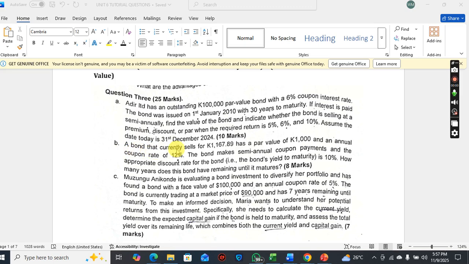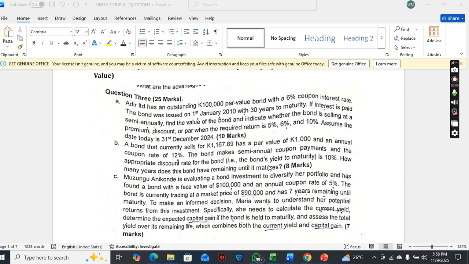A bond that currently sells for 1,167.89 has a par value of 1,000. So it's selling at a premium, this bond, and an annual coupon rate of 12%. The bond makes semi-annual coupon payments, and the appropriate discount rate for the bond's yield to maturity is 10%. How many years does this bond have remaining until it matures?